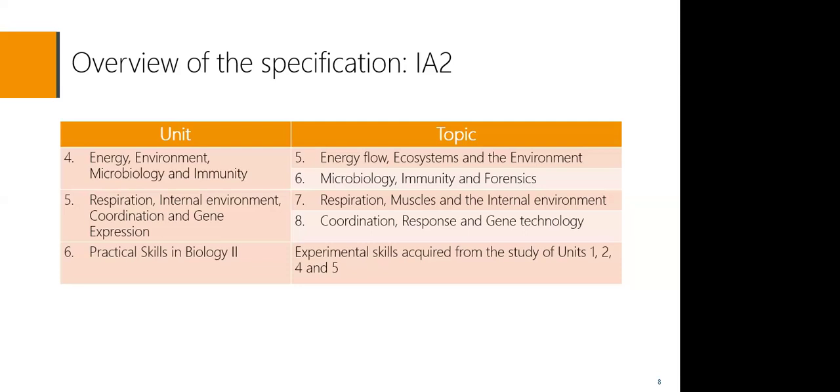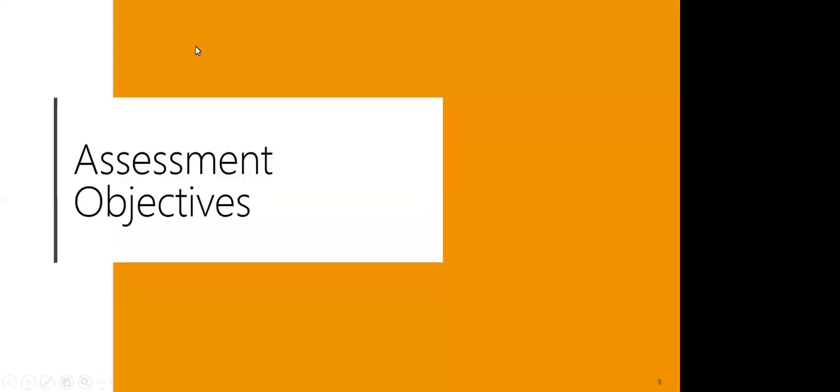In both the IAS and IA2, Unit 3 and Unit 6 are the practical skills. In Unit 3, it will be practical skills just from topics 1 and 2. But in Unit 6, it can be experimental skills acquired from all 4 units, 1, 2, 4, and 5. We're going to go on from there to look at the assessment objectives.